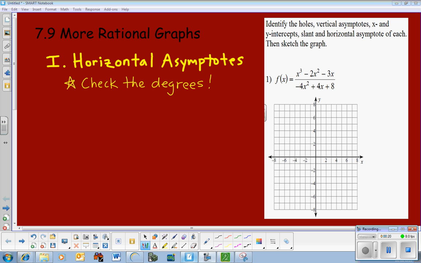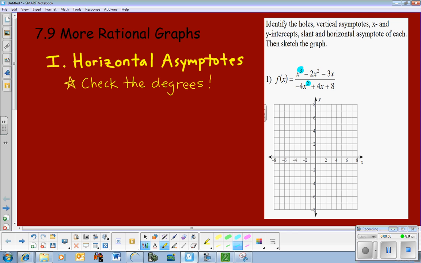The only thing that matters when you're checking for horizontal asymptotes is the degree of the top and the degree of the bottom. So if you look at this equation to the right, the degree of the top is 3, the bottom is 2. What happens is everything else in the equation is meaningless when x gets really, really big. Right? And that's what we're talking about, horizontal asymptotes. What happens when x is like 1,000 or negative 1,000 or 1,000,000 or negative 1,000,000? What is this graph approaching? The only thing that matters is the leading term.